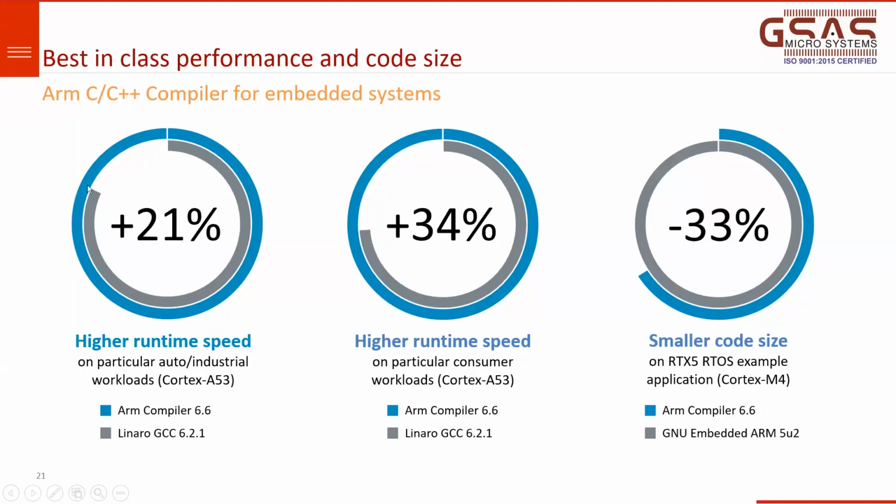You can see 21% faster execution time with ARM compiler when you're generating the code with ARM compiler 6.6. Similarly, for consumer workloads on Cortex-A53, 32% faster execution, meaning it executes faster in comparison to the code generated by Linaro. And here the minus is the optimized code. This is tested on Cortex-M4, where it generates 33% less code in comparison to the GNU ARM embedded compiler. So this particular slide is basically for benchmarking and to show where ARM compiler stands.